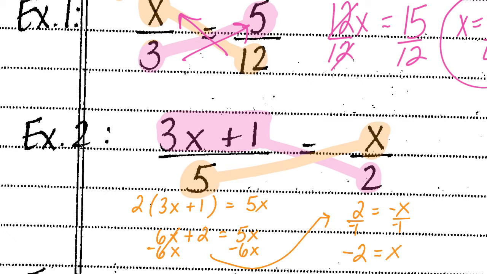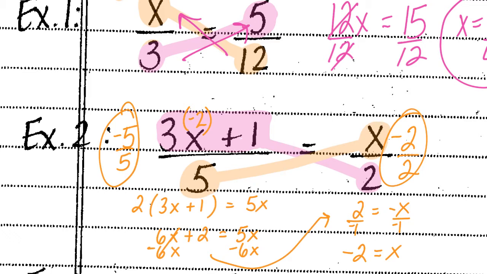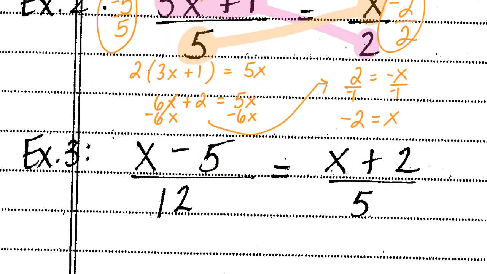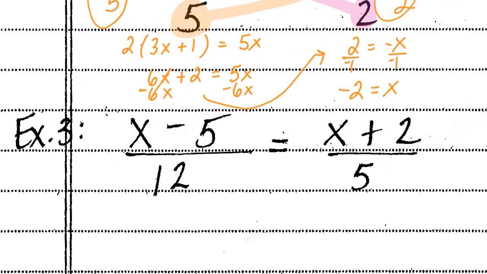Now, it's always a good idea to check this through. So if I checked through -2, I get -6 plus 1. Well, -6 plus 1 is -5/5, and they're telling me that's equal to -2/2. Hey, that works, because -1 is equal to -1. So that was kind of my quick check there. And let's go ahead and do one more.